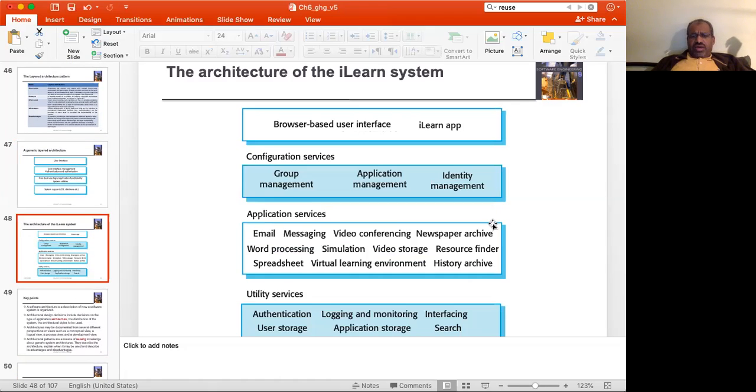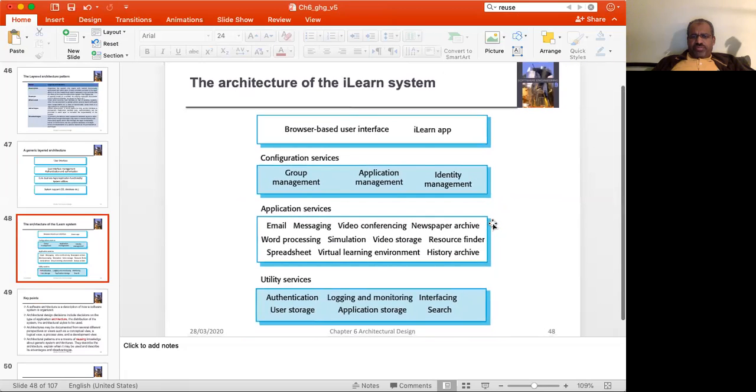This is an example from a system called iLearn, an online learning system. Again, we have utility services that are separate from the applications, and these are separate from the configuration services, which compose groups and types of courses and manage identities of students, and all of these are separate from the browser-based user interface.